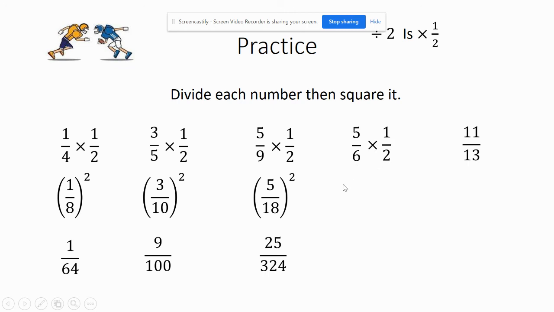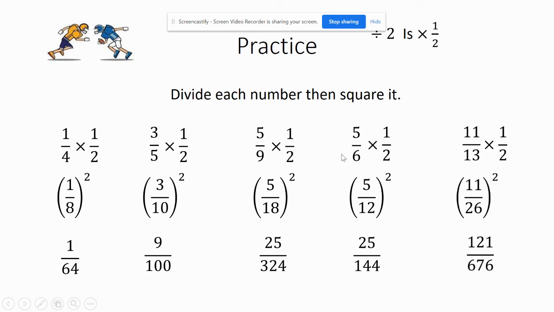Oh, multiplied by 1/2. 5 will stay the same, and the 6 will double to 12, which I square, would be 25/144. And then 11 times 1/2, 11 over the 13 doubles to 26, which is 121/676. Oh, man. So when I have a fraction, I really just got to double the denominator. Ooh, cool.